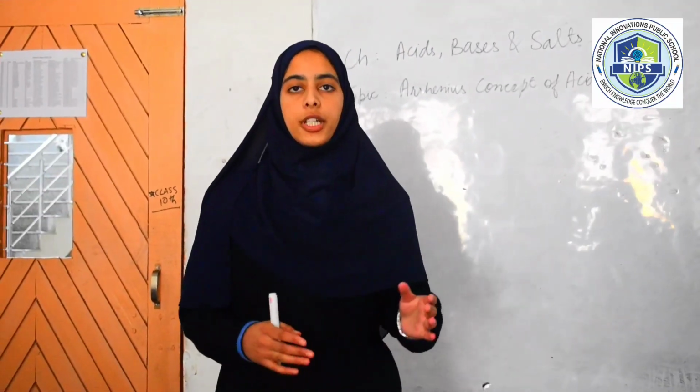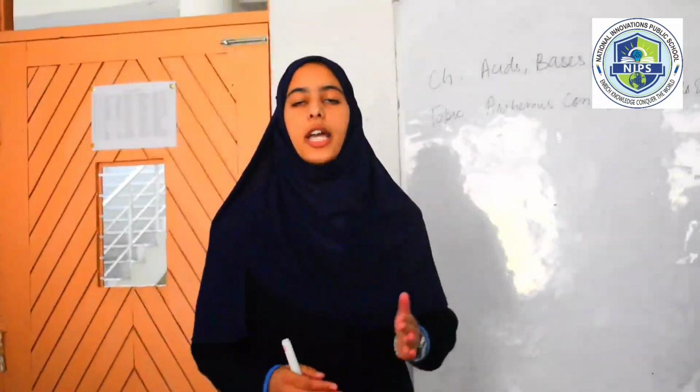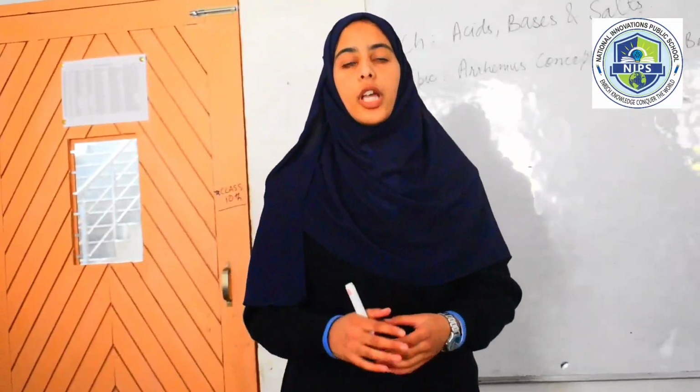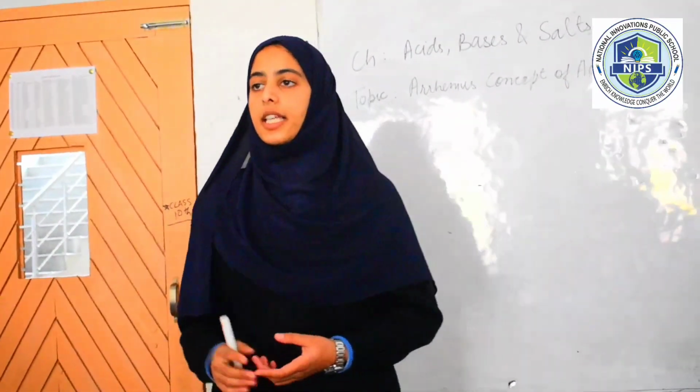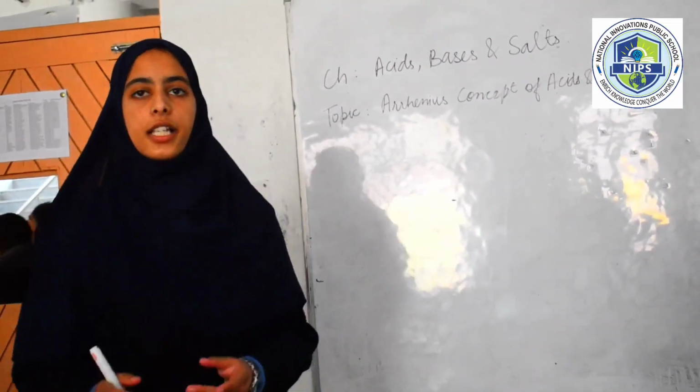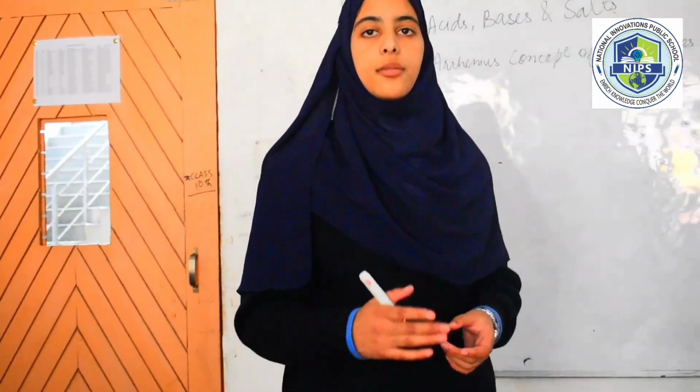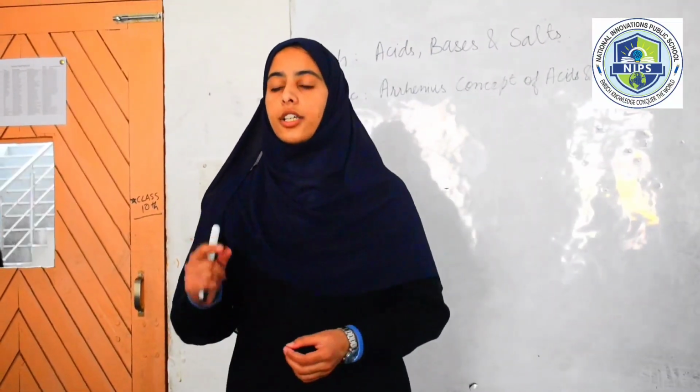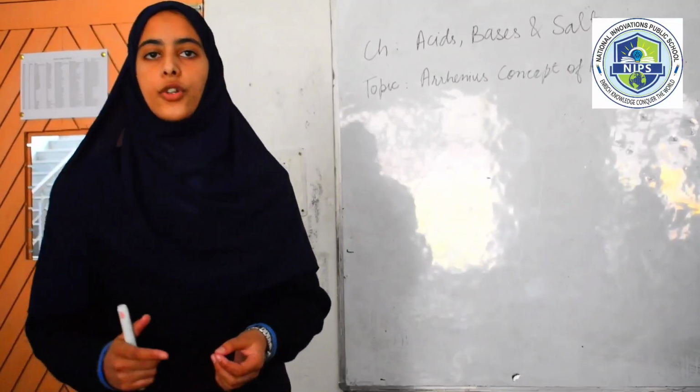So before proceeding on with the final topic, let me tell you about the types of acids. Basically, we have two types of acids, that are organic acids and inorganic acids. Organic acids are those acids that are derived from plants and animals. In contrast with this, inorganic acids are those acids which are derived from the minerals.